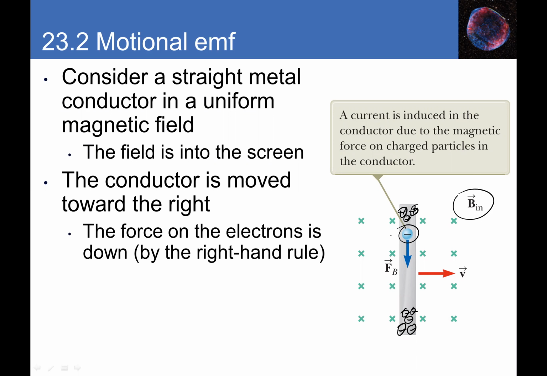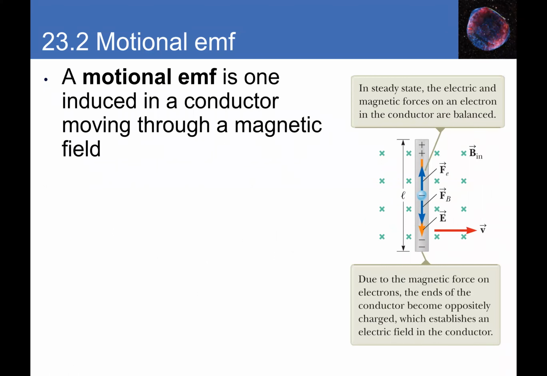So the force on electrons is down, you can remember this with the right-hand rule. And whenever you get that, think like this, you have all of the positive on one side, all of the negative on the other, right? And you can actually have a current running, okay? So that's the interesting thing about this. All right, so again, this is known as motional EMF. It's the EMF induced in a conductor moving through a magnetic field. That means the important thing here is to have a moving conductor.